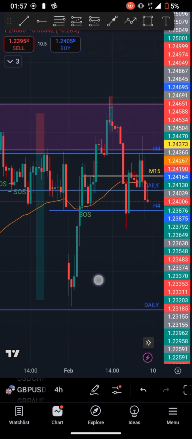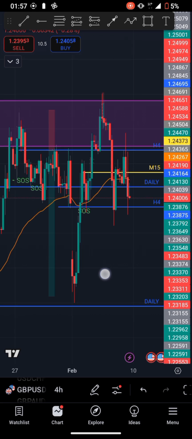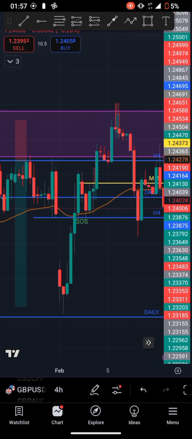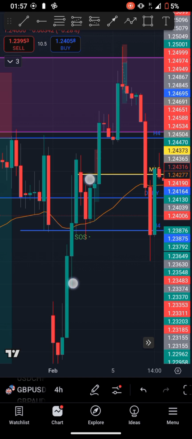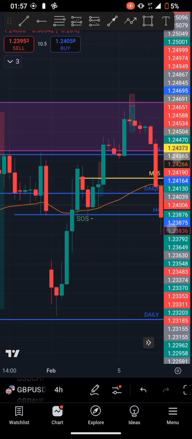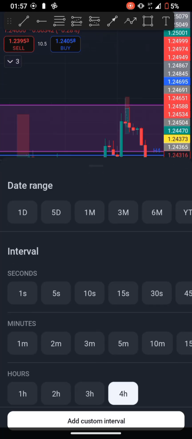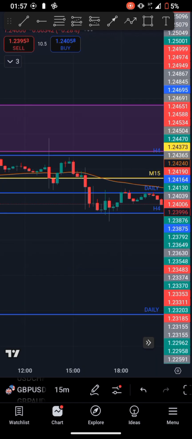Now, because I needed an extra 1% to pass my challenge, when price came back again to this zone, to this 4-hour zone, I went to my 15 minutes time frame. I knew that this wasn't a high probability trade.